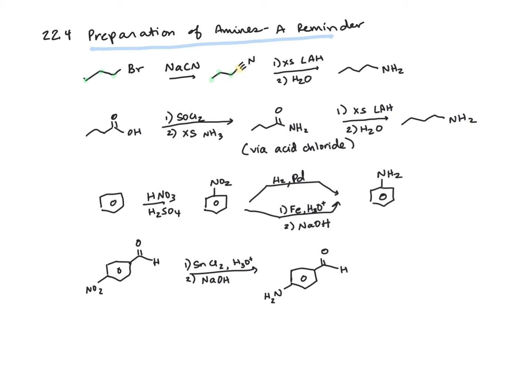Our third reaction involves the nitration of benzene followed by reduction with either hydrogen on palladium or iron with acid, followed by sodium hydroxide. And our last reaction involves a derivative with a nitro substituent and an aldehyde. And here you can use tin chloride and acid, and that is followed by sodium hydroxide to give you an amino compound.